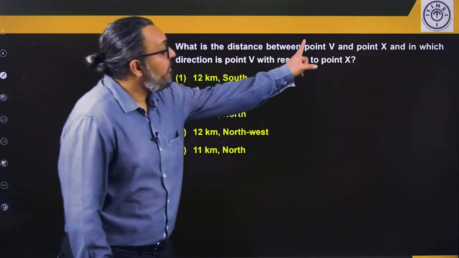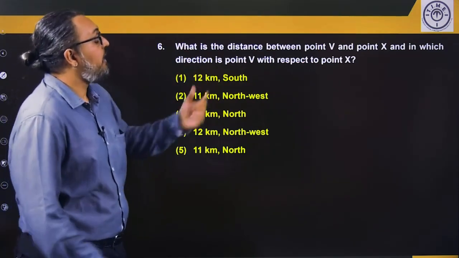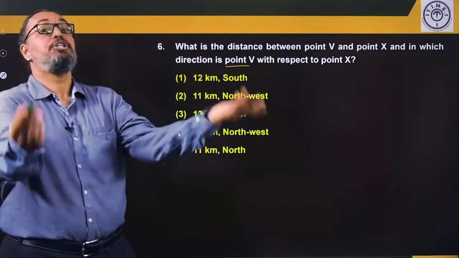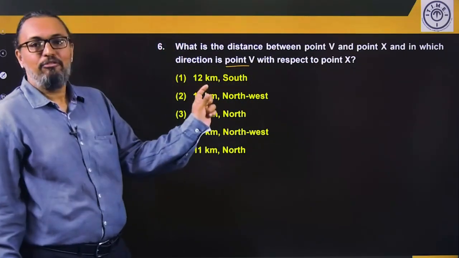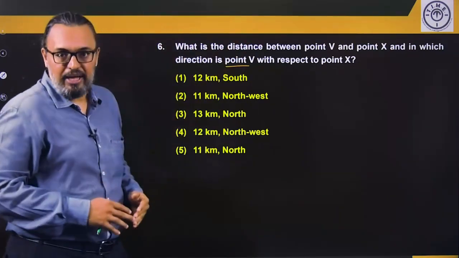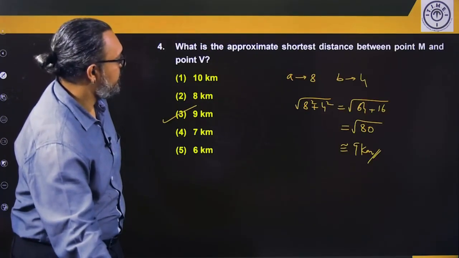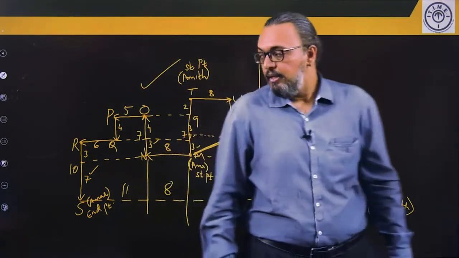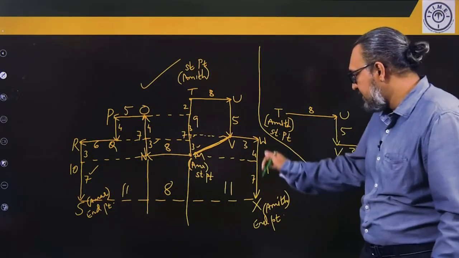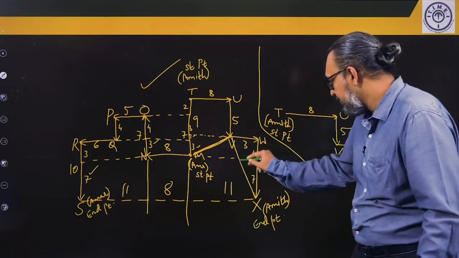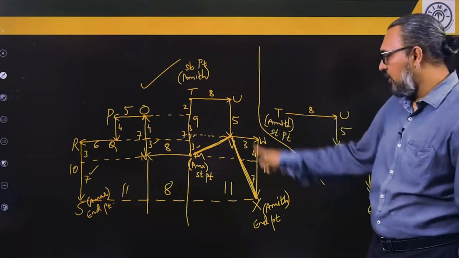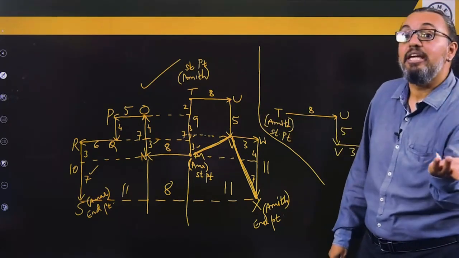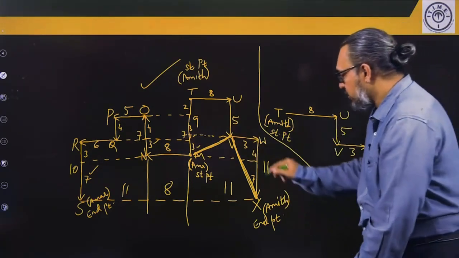Then, what is the distance between V and X and in which direction is V? See, he is asking which direction is V. Means I have to take it from point X. He is asking distance between V and X, and V is in which direction from X. Okay, let us check. Now see, V and X is here. So I need to make use of this line. Between V and X, what is the distance? And in which direction is V? Means from X you have to check. Okay, so what is that direction?